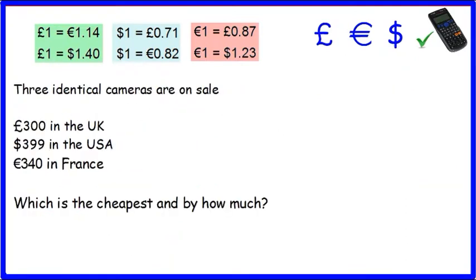Look at my last example. 3 identical cameras are on sale: £300 in the UK, $399 in the USA, or €340 in France. Which is the cheapest and by how much? So let's get them all into the same currency. Let's just keep them in the UK. So in the UK, we have £300. Done. USA, £1 times $1.40. So it's $399 in the USA.